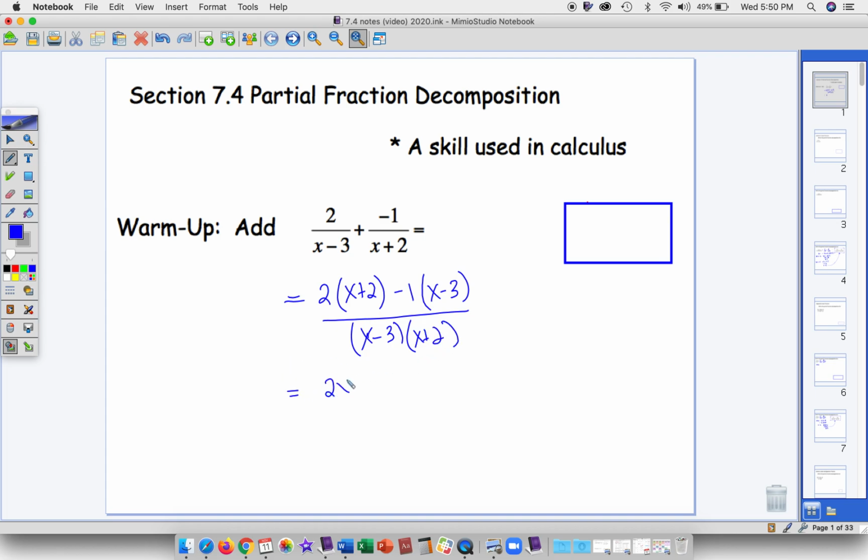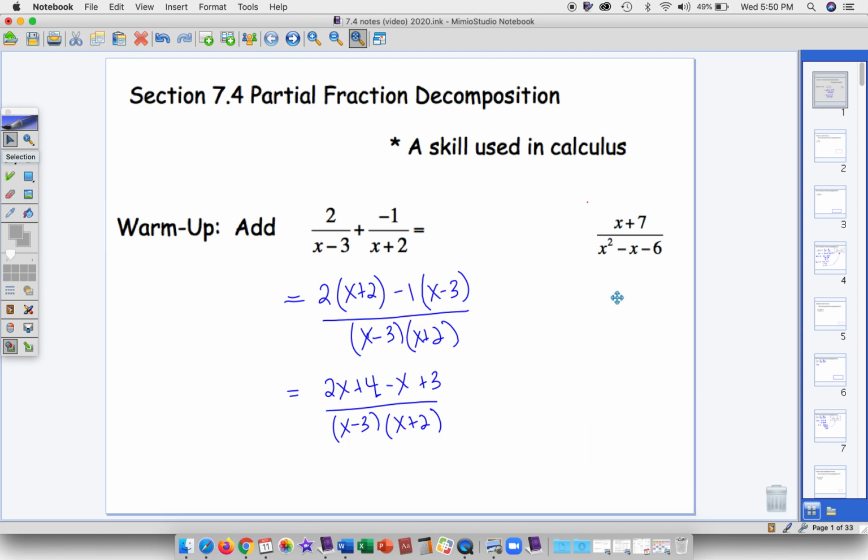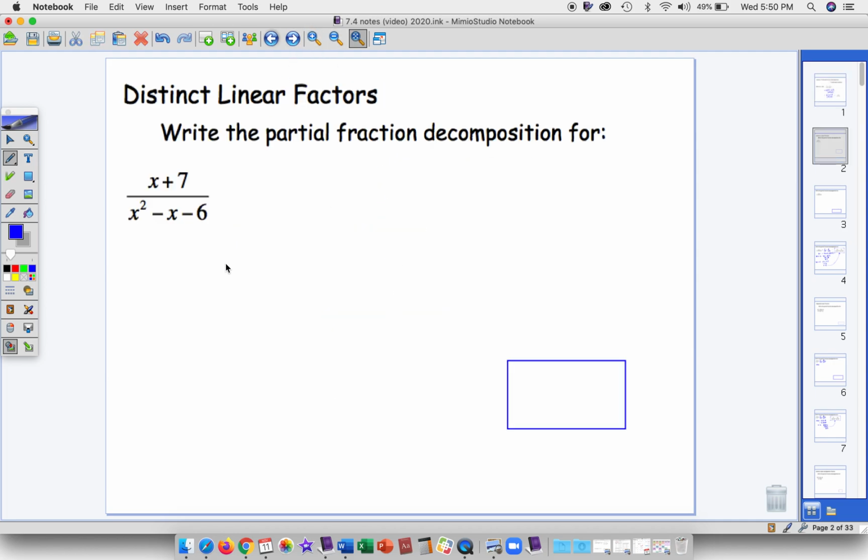Okay, when I distribute, okay, combine like terms, and I end up with x plus 7. Okay, and then when we multiply the denominator, we get x squared minus x minus 6. So now what we're going to do is we're going to take this fraction and we're going to break it back into parts, into these two parts. Okay, that's the partial fraction decomposition.